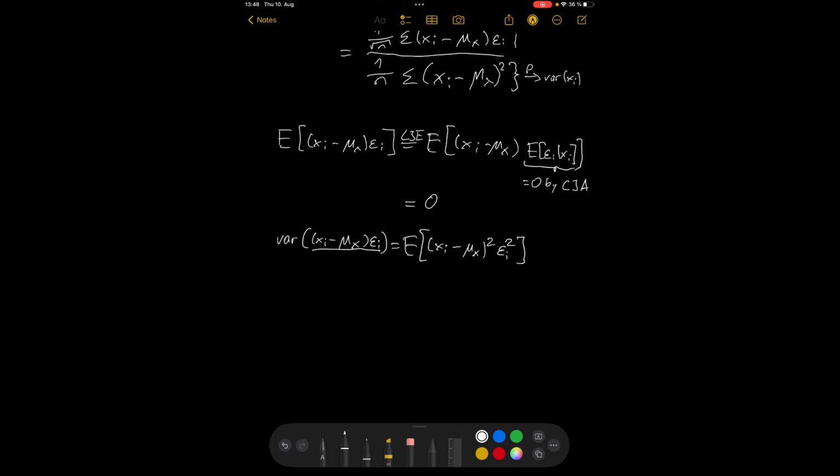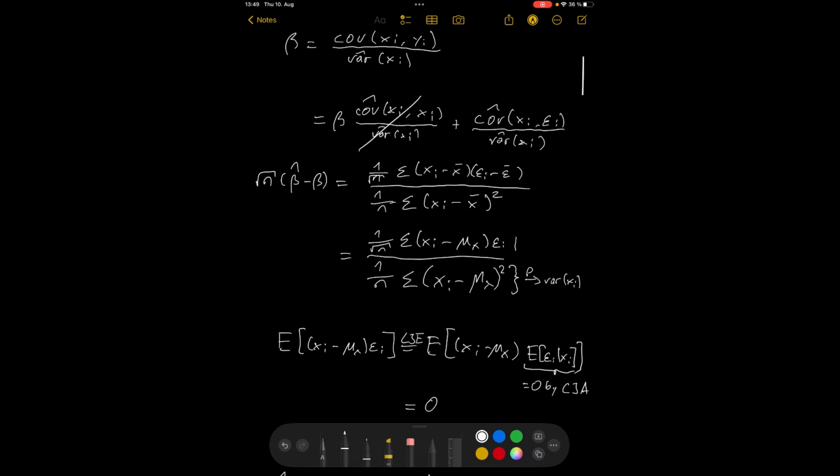Okay, so now we've got that 1 over square root n sum of (x_i minus mu_x) epsilon_i converges in distribution to a normal distribution with mean 0 and variance equal to the expectation of (x_i minus mu_x) squared epsilon_i squared. Okay. So now when we go back, we also divide it by the variance of x_i.